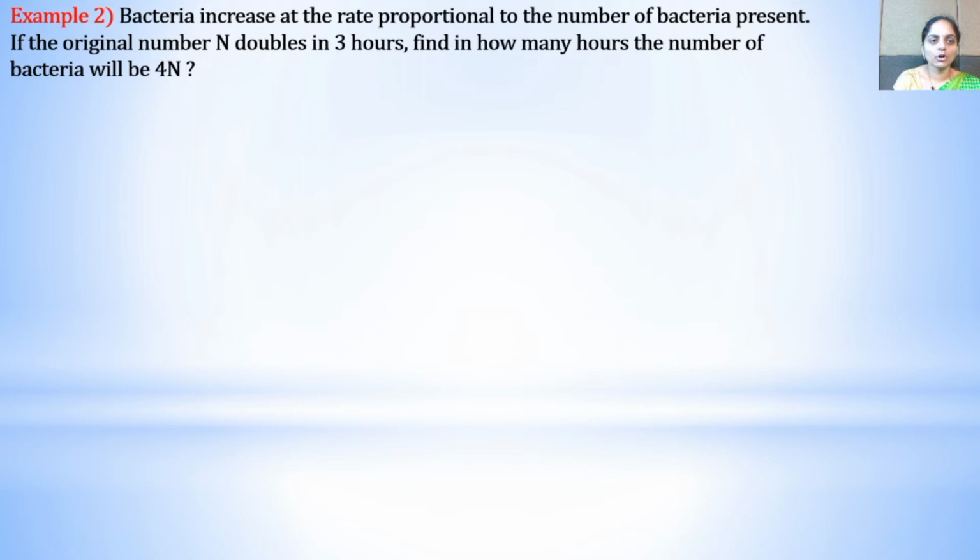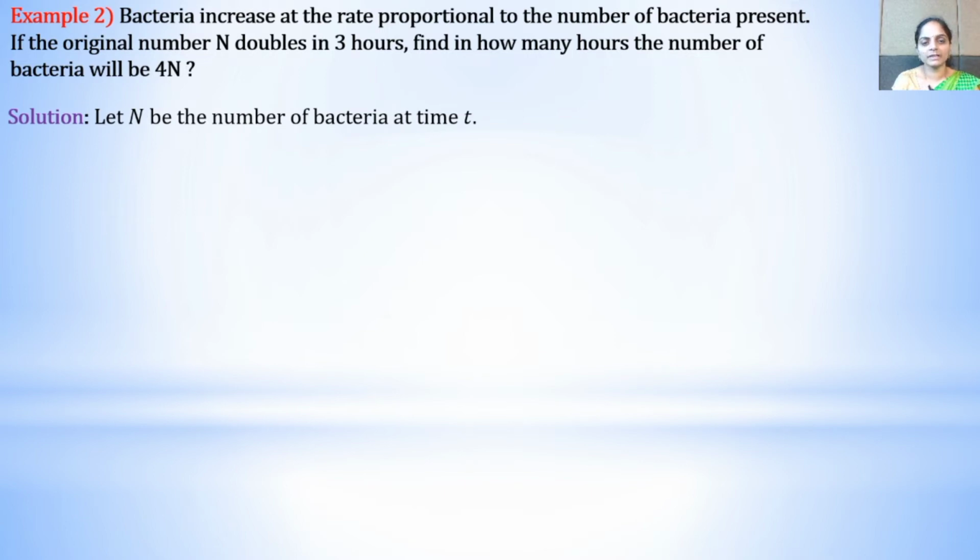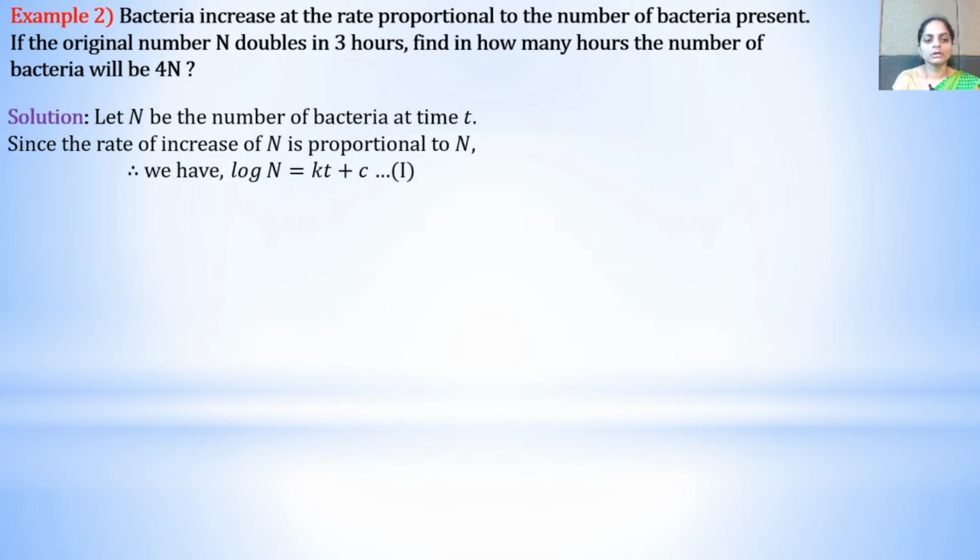Here is our example on growth of bacteria. Bacteria increase at a rate proportional to the number of bacteria present. If the original number N doubles in 3 hours, find in how many hours the number of bacteria will be 4N. Let's start the solution. Let n be the number of bacteria at time t. Since the rate of increase of n is proportional to n, we have log n is equal to kt plus c. This is our equation number 1, where k is the constant of proportionality.